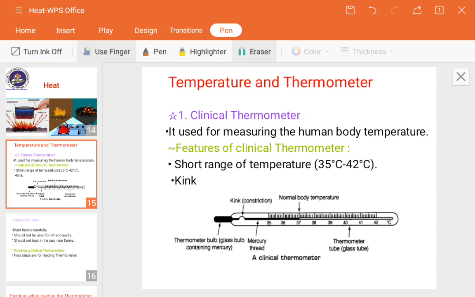Why do we use only the clinical thermometer? Because the human body temperature cannot go below 35 or increase above 42 degrees Celsius. This is actually the region.